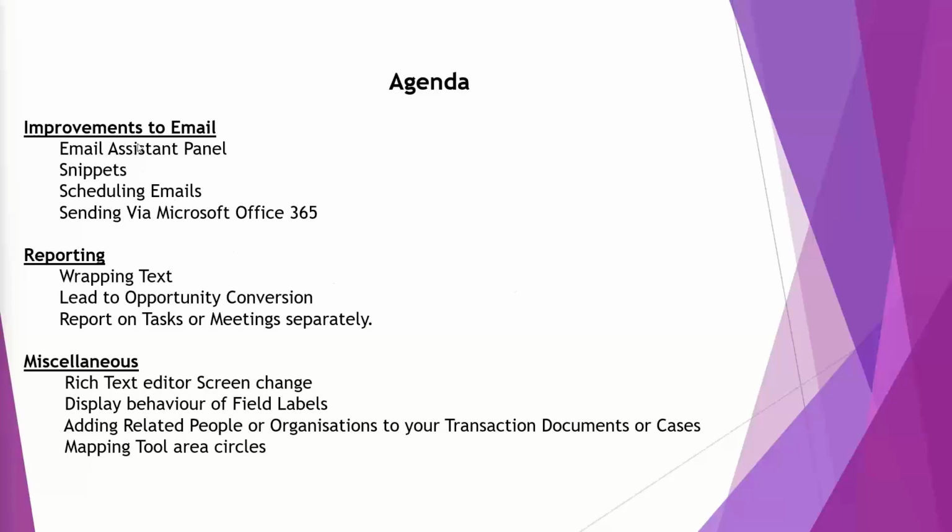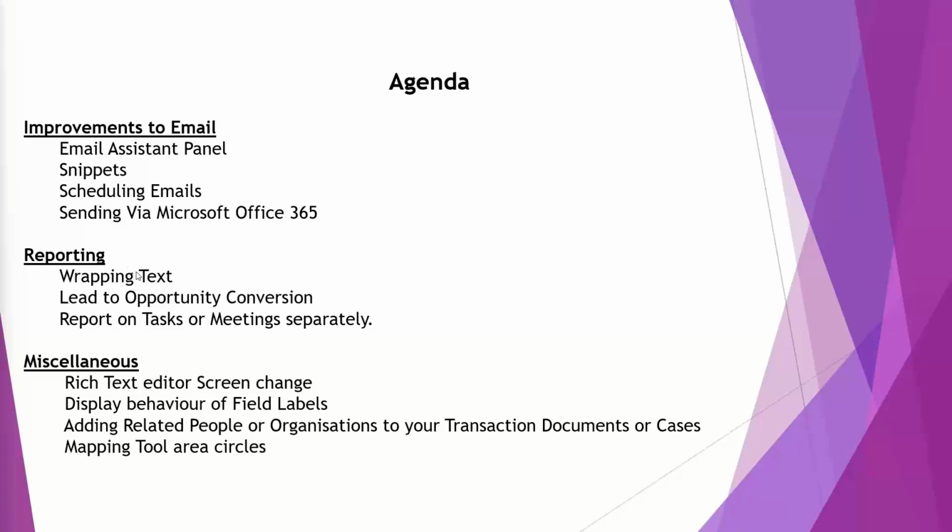So we're going to go through some changes to the email. So there's an email assistant panel. You might have seen that appear on the right-hand side if you're using Workbooks to send emails. Also, snippets, which are part of that panel and allow you to add text quickly and easily to emails. Scheduling of emails, a really useful feature for those advanced emails that you might want to send. And some changes to the authentication option for sending emails via Workbooks or from Workbooks via the Microsoft Office 365 account. Setting up that account is a lot easier now.